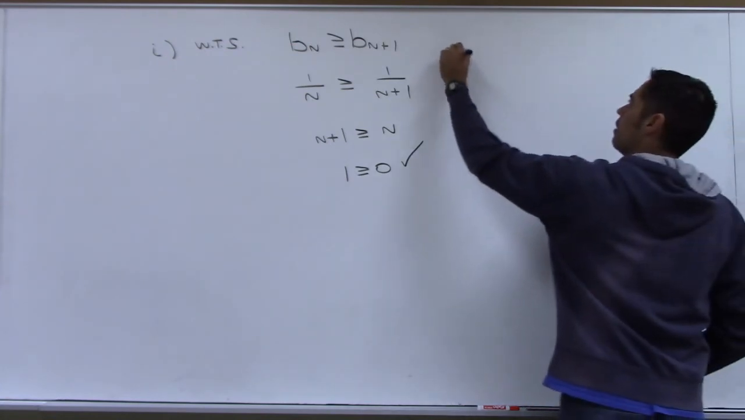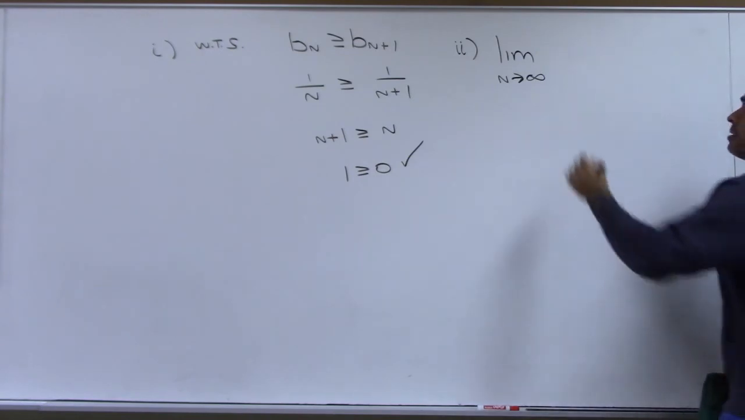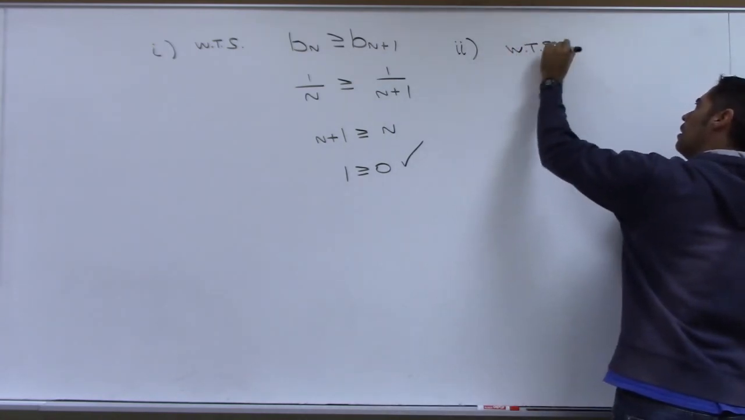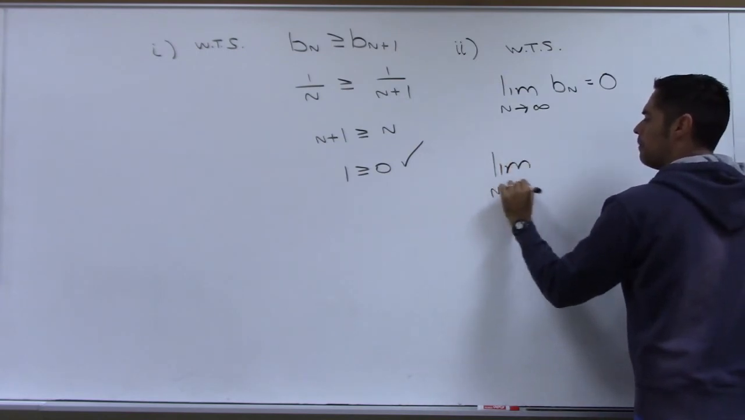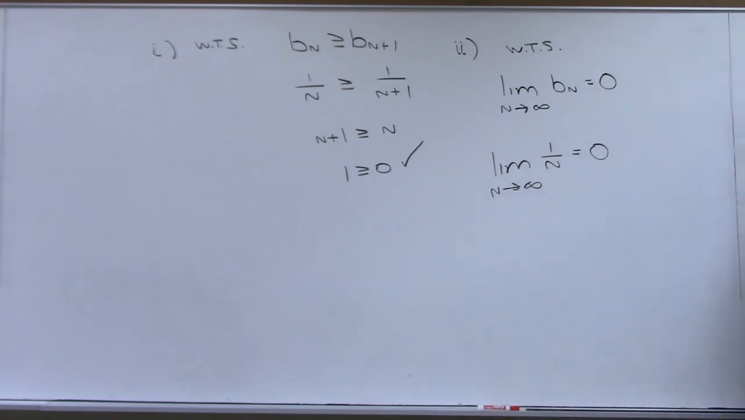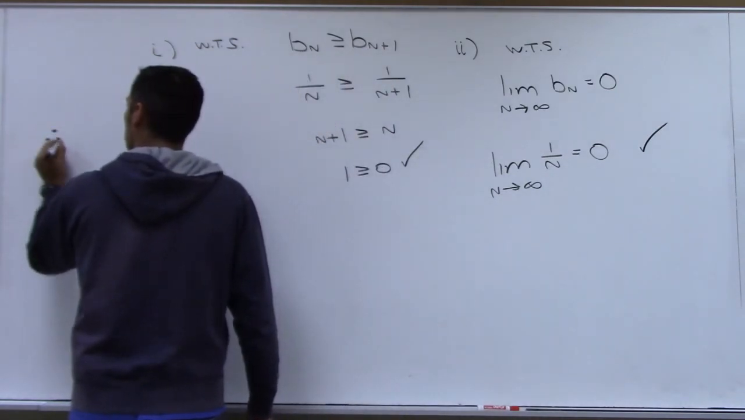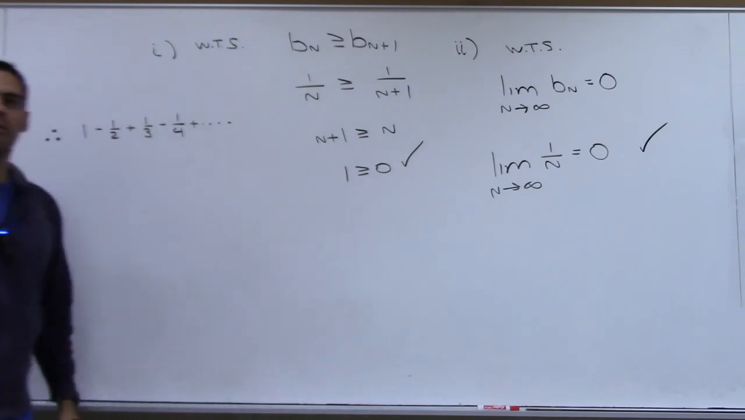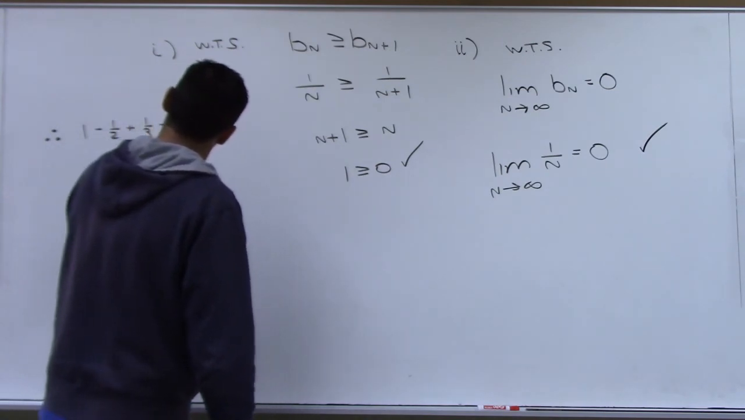What's the second thing? The limit as n goes to infinity of what? B sub n, right? Which for us is 1 over n. That needs to go to 0, right? I want to show the limit as n goes to infinity of b sub n equals 0. So let me check that out. Is it true? Yes? What's my conclusion? Therefore, 1 minus a half plus a third minus a fourth does what? Converges.